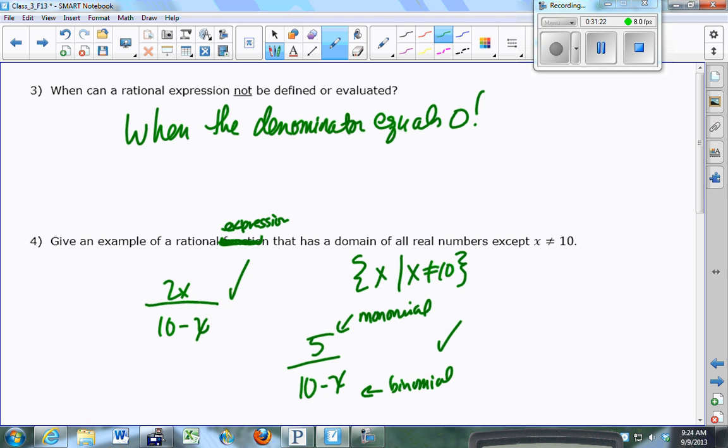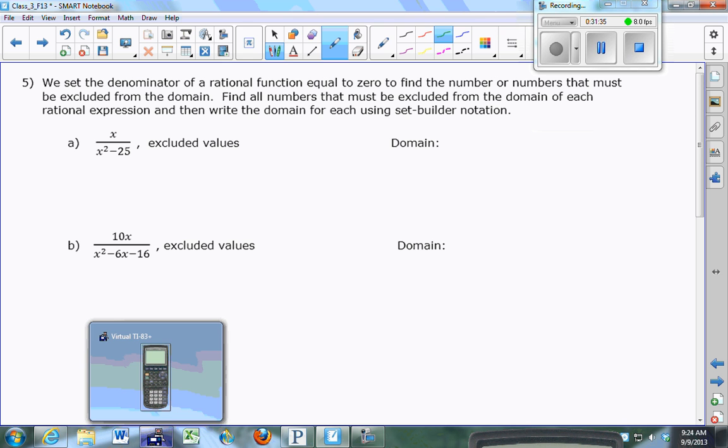One more. Anybody got anything different than 10 minus x? No? How about x minus 10? Would that work? Yeah. How about x squared minus 100? Ooh, yeah, that would work. Okay, we'll get there. All right.